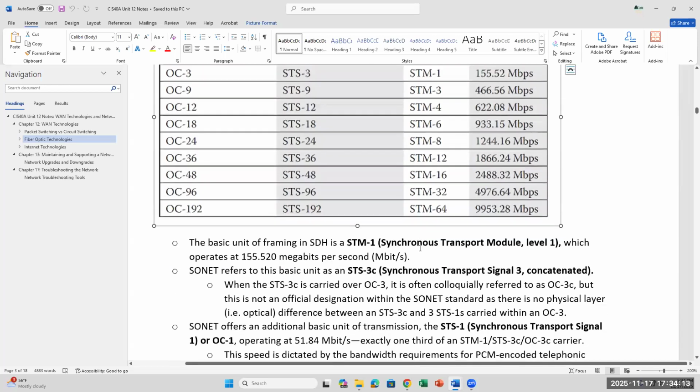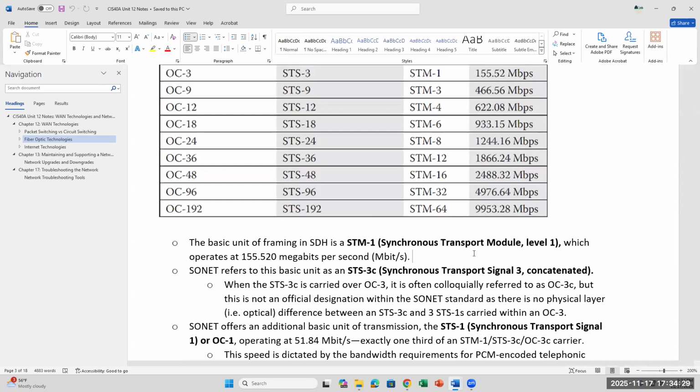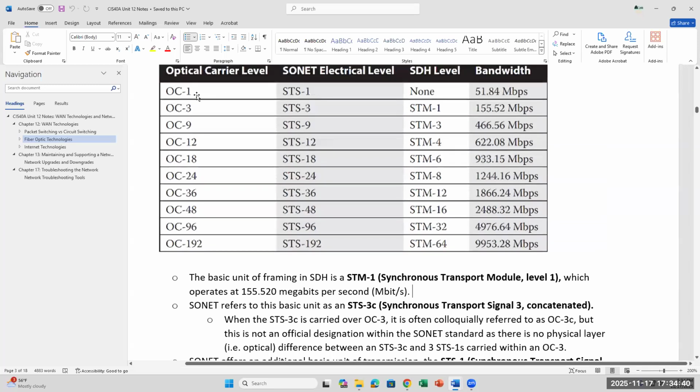And then earlier we answered some questions about synchronous. The basic unit for the frame in SDH is known as STM1, which stands for Synchronous Transport Module Level 1. And this operates at 155.5 megabit per second. Whereas if you're looking at the OC standard, it is at a third of that. So that means that one STM1 is going to be almost equivalent to OC3.